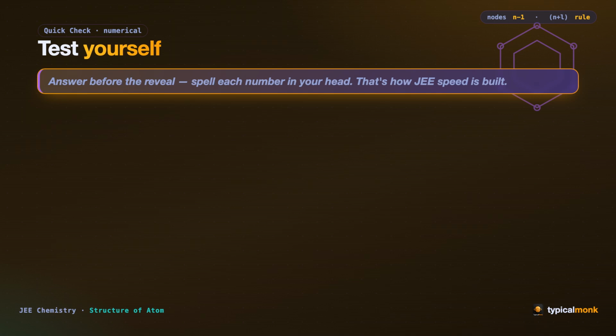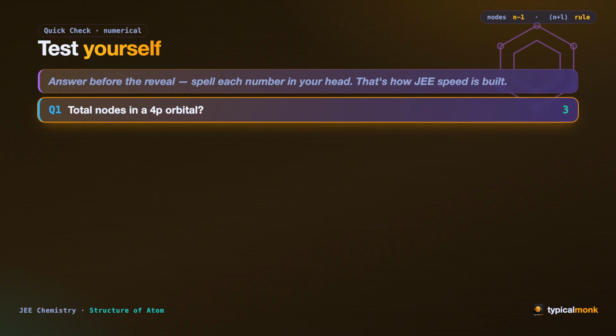Time to test yourself, rapid fire, and today it is all numbers. Here is the rule. I ask, you answer in your head before the reveal and spell the number to yourself. No pen, no paper, just the formulas you built today. Question 1. How many total nodes are in a 4p orbital? Total nodes equal n minus 1, so 4 minus 1, 3 nodes.